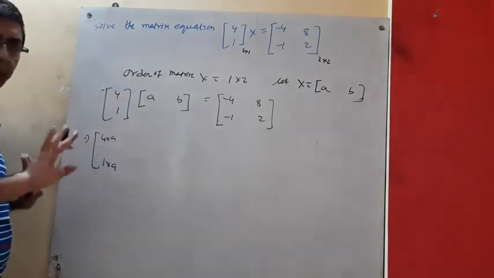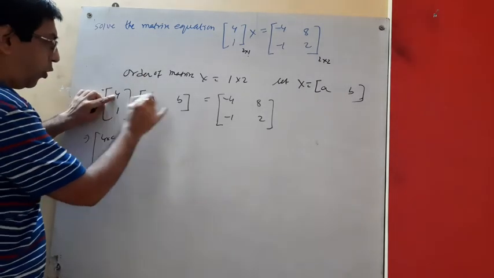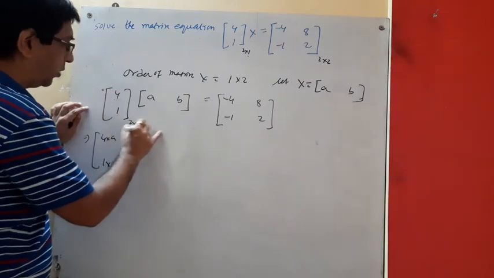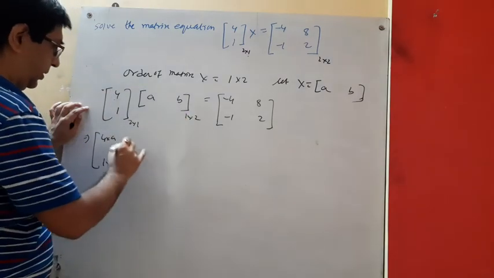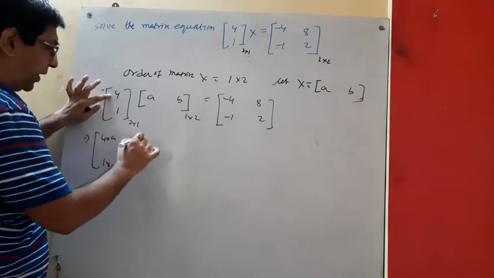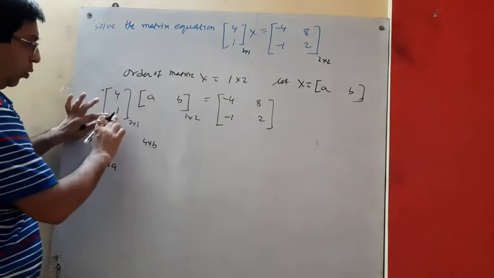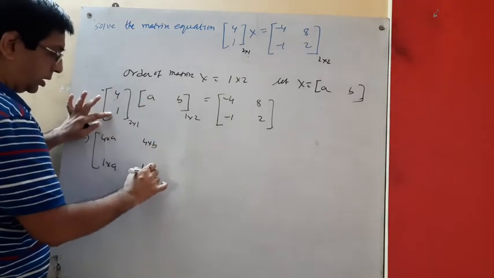Second row, first column fixed. Okay, this column fixed. Then 4 into B. Look, this is 2 by 1 and this is 1 by 2. And this is now 4 into B. Khatam. 1 into B. Clear?